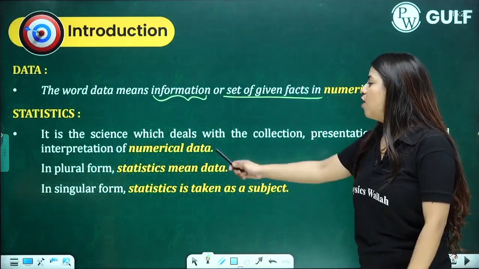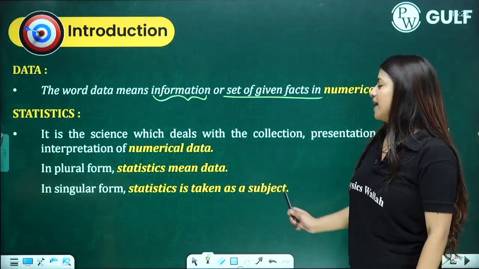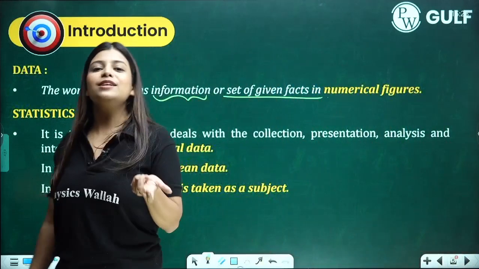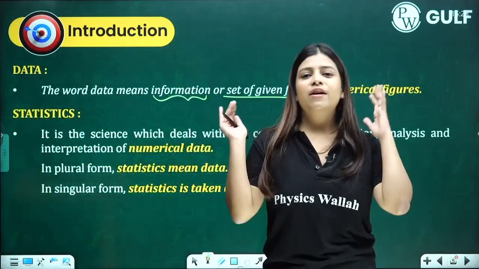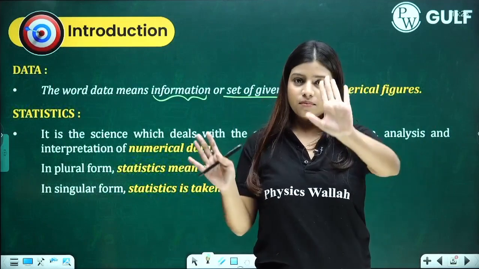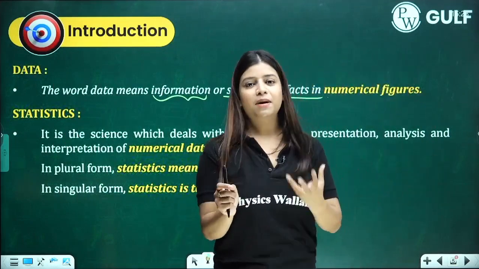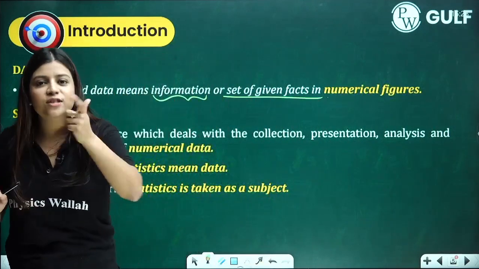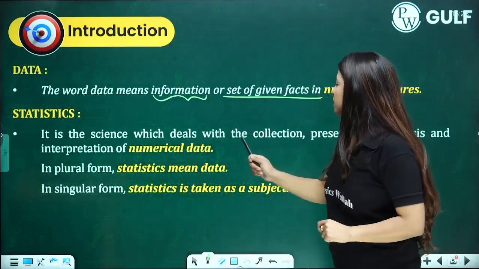In plural form, statistics means data. In single form, statistic is taken as a subject. So statistics is itself a subject, but when we talk about it in the plural form, it means a collection of data. And when that data is collected, see, you have given a test. Your teacher got the marks, she gave you the marks, she collected your marks. After that collection, she arranges that in your report card.